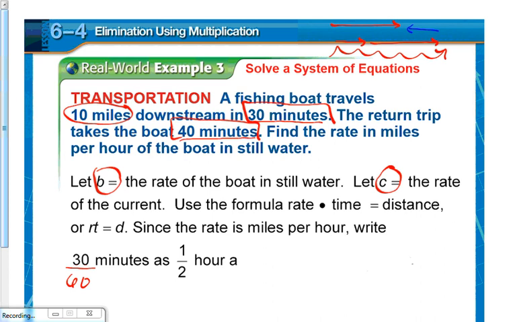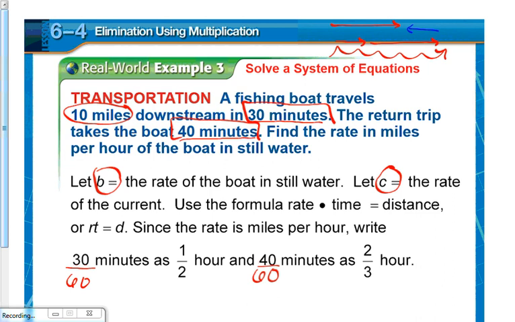Now let's look at this other one. What about 40 minutes? You want to redeem yourself? 40 minutes is what part of an hour? He says 2/3. Y'all agree? Yes. If we put it over 60, that ends up being 2/3 of an hour, okay? So that's how we translate.